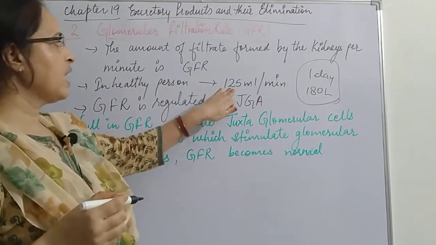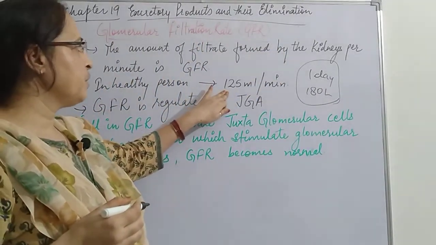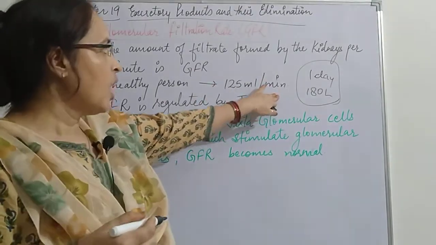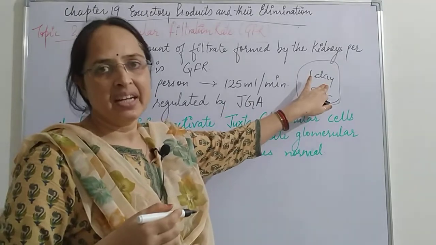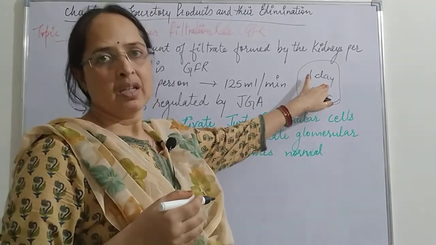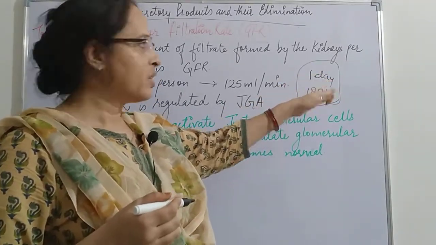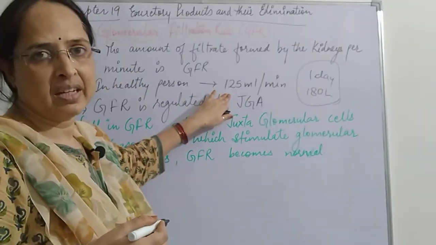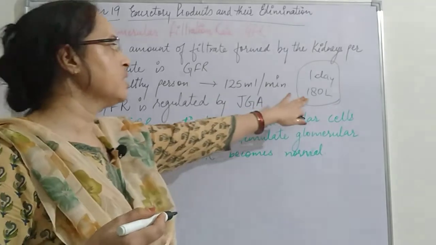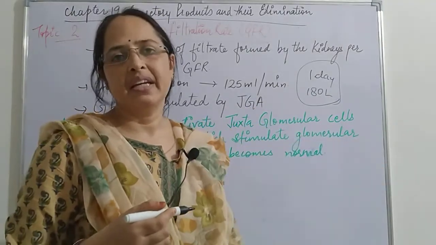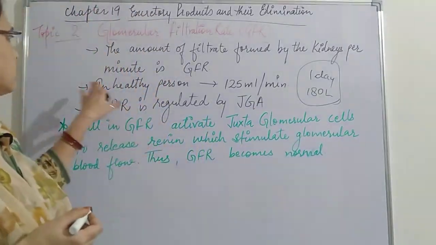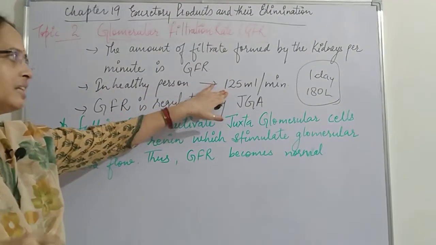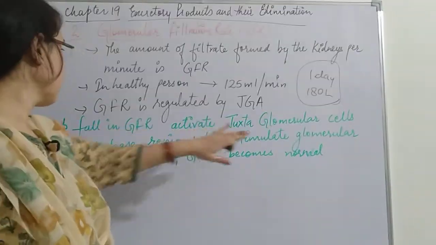Okay, so when we calculate with this 125 milliliter in 1 minute, how many minutes are there in one day? That is in 24 hours. So 24 multiplied by 60, you get the answer, and then multiply by 125 milliliter. And after that, if you convert it into liters, you will get 180 liters. So this is the glomerular filtration rate, that is 125 milliliter per minute.